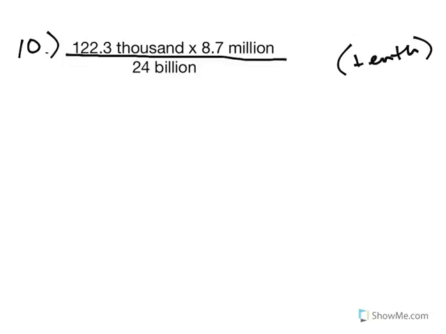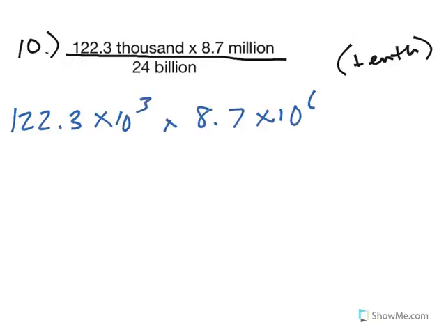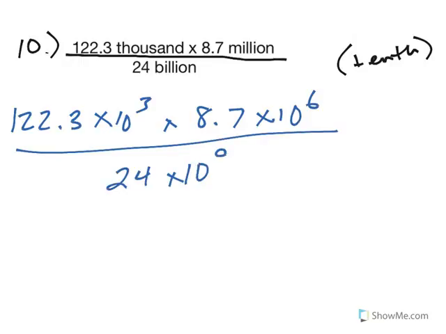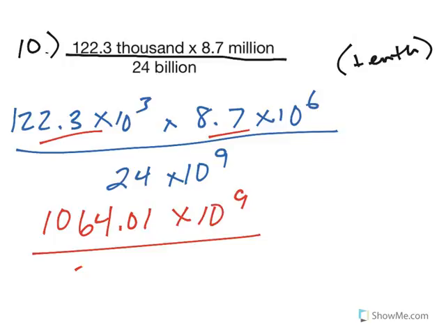Okay. This one, again, I would do kind of a makeshift scientific notation. I've got my 122.3 thousand. Thousand is 10 to the 3rd, 8.7 million is 10 to the 6th, billion is 10 to the 9th. So when I multiply these 2 together in my numerator, I get 1,064.01 times 10 to the 9th. And then I still have 24 times 10 to the 9th in the denominator.